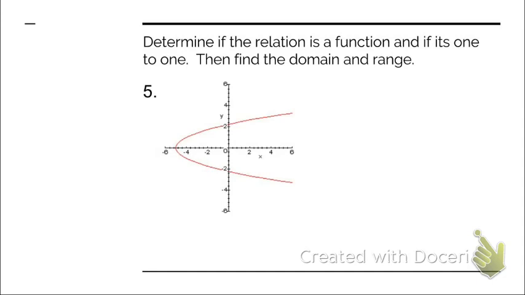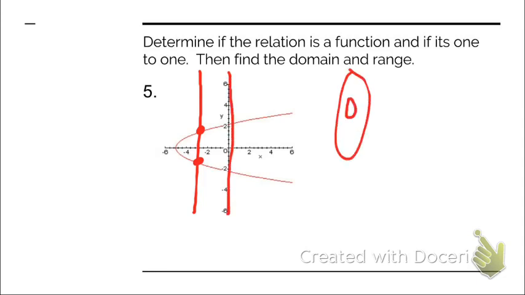So determine if this relation is a function and if it's one-to-one. Is it a function? Well, it fails the vertical line test. You could draw a vertical line many different places. Here's one example that hits the graph at 2 points. Therefore, it's not a function. For example, if you look at this vertical line, if you plug in 0 for x, y could be 2 or -2.